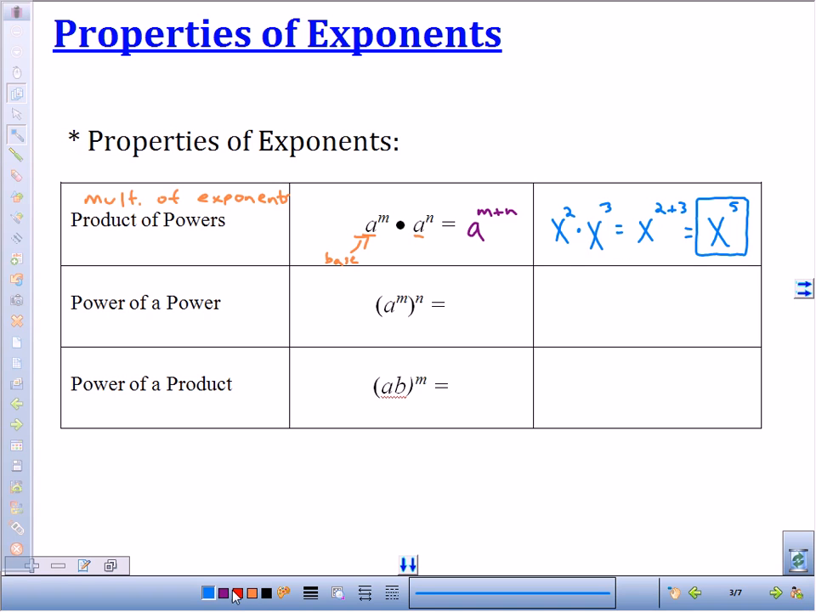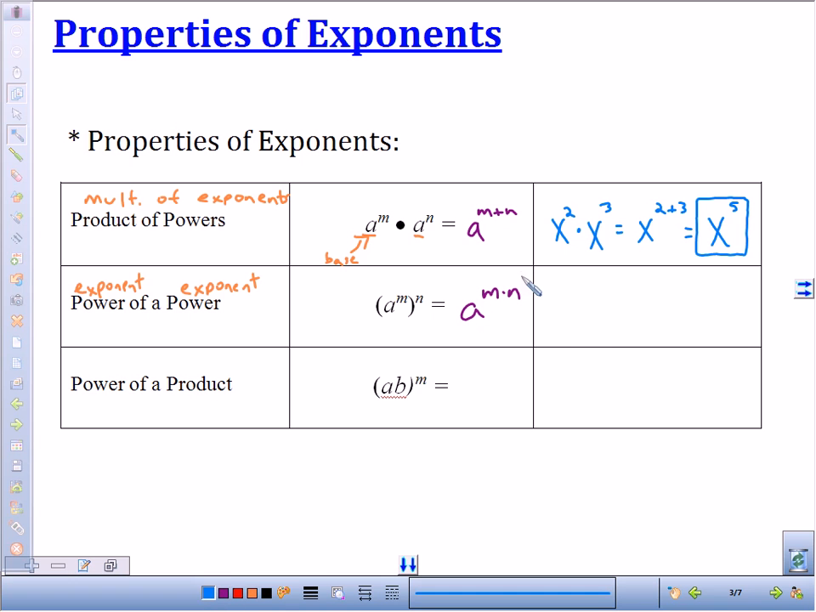Now, in the next example here, the power of a power. Now, a power, of course, is an exponent. And we're taking the exponent of an exponent. That means we're going to raise something that already has an exponent to another power. So an exponent of an exponent. When we do that, I have, in this case, a to the m to the nth power becomes a to the m times n. So I multiply m and n. So raising to an exponent resulted in multiplying the exponents.